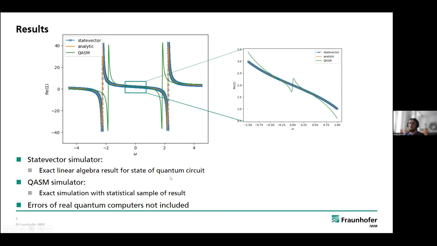In contrast, the QASM simulator is also basically exactly performing all the different gates, but in the end, it does not return the exact probability, but samples it. So it imitates a perfect quantum computer where we still have a limited number of runs of the circuit. To make this point clearer, on a quantum computer one would have to run the quantum circuit an infinite number of times to get the exact result of the state vector simulator. But as one can only do it a finite number of times, one would get the result of the QASM simulator. However, both of these simulators do not include any of the errors real quantum computers would have.